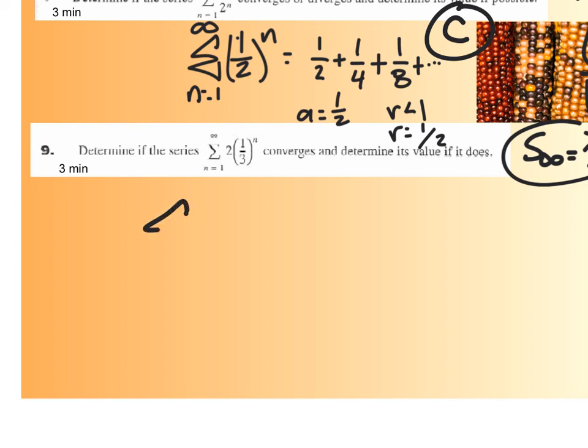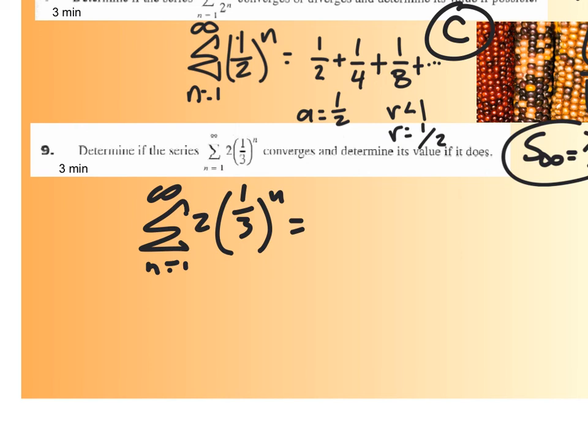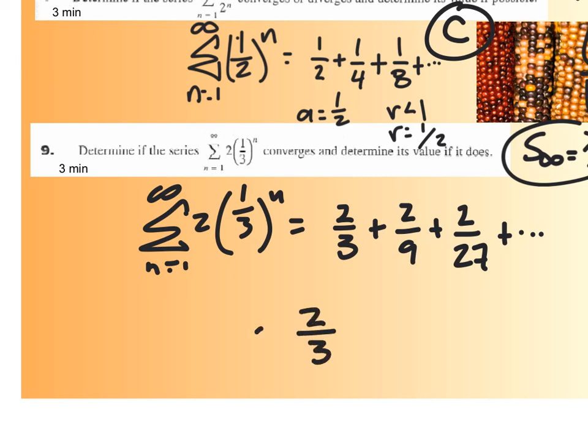Okay, let's look at this next sum. n equals 1 to infinity of 2 times (1/3) to the nth power. If you don't know it's geometric from just looking at it, then write out the first few terms. The first term would be 2/3. The next term would be 2/9. The next term would be 2/27, etc. I can see that the first term is 2/3, and the common ratio is 1/3.